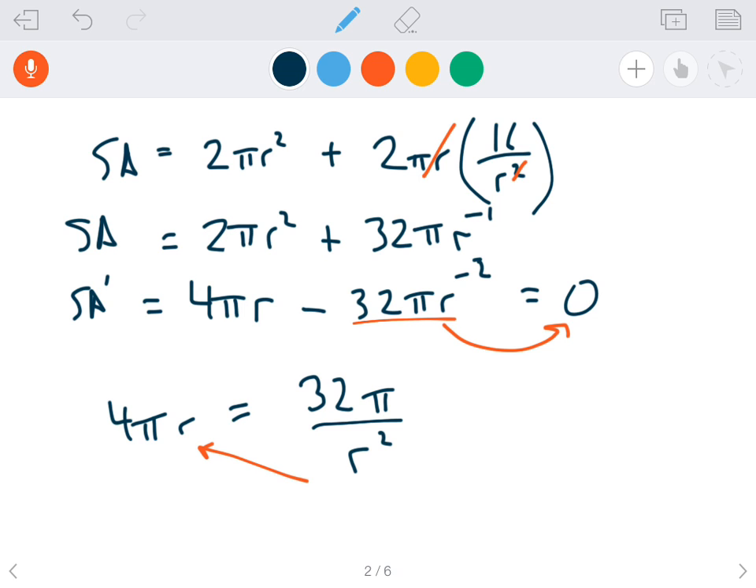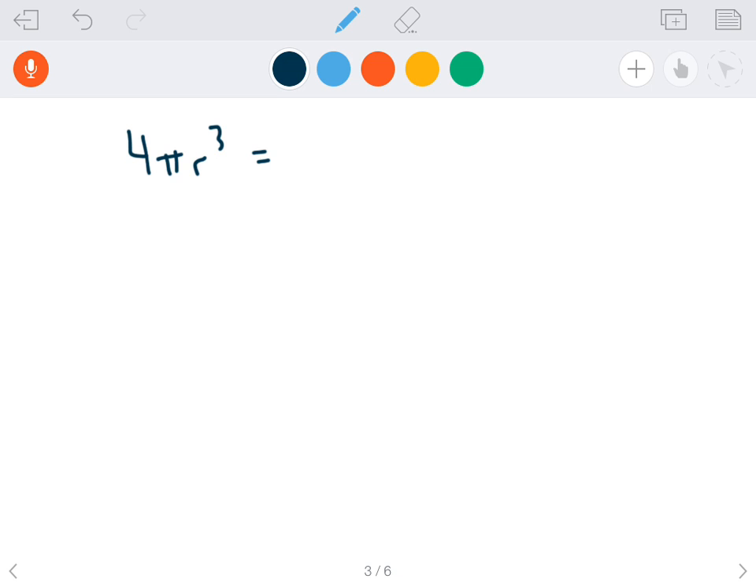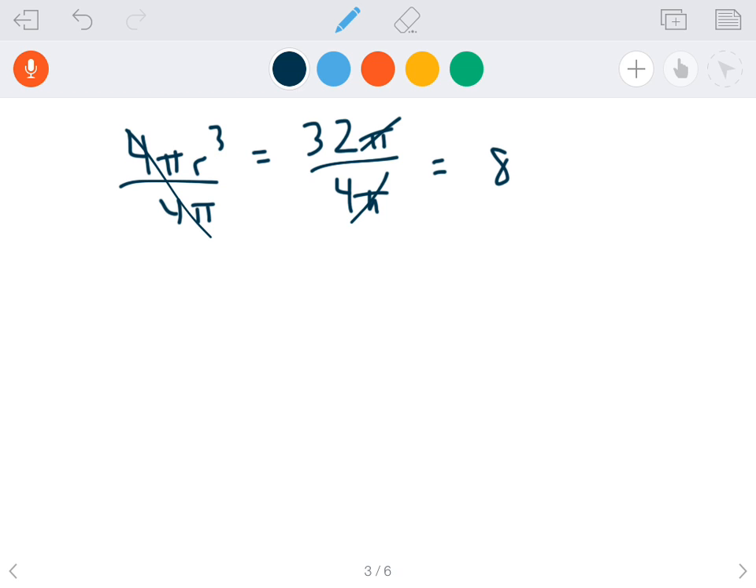And that will give me 4 pi r cubed equals, I was left with 32 pi. Get the r term by itself, divide both sides by 4 pi. 32 over 4 is 8. My pi's cancel out, and so I've got r cubed equals 8. If I take the cube root of both sides, I end up with r equals 2.